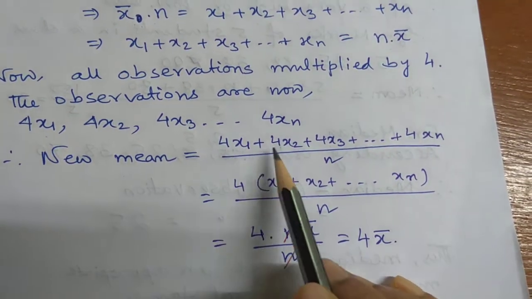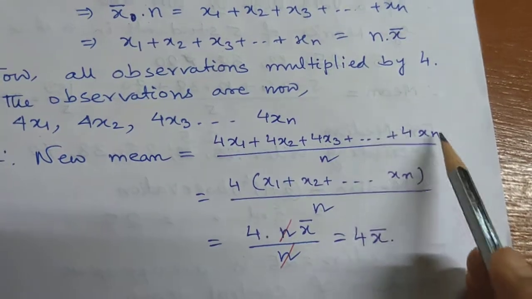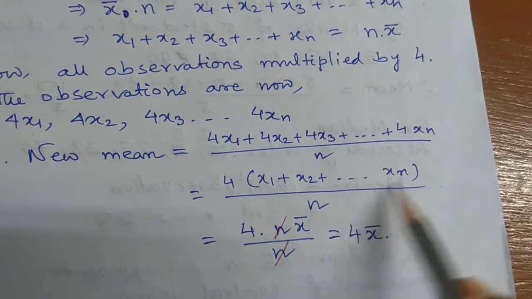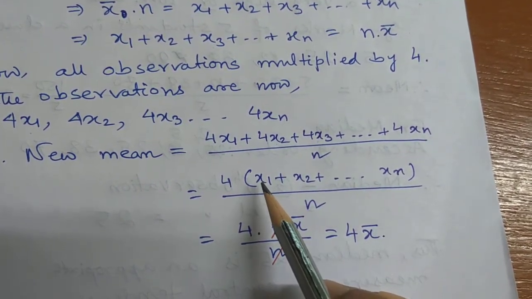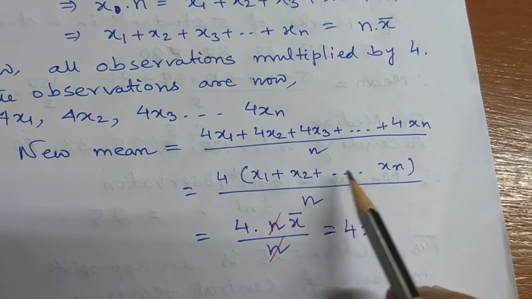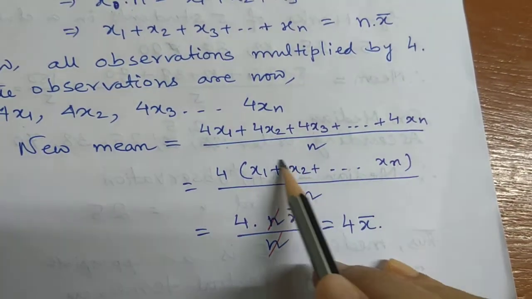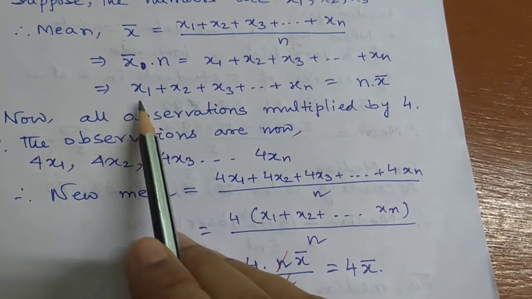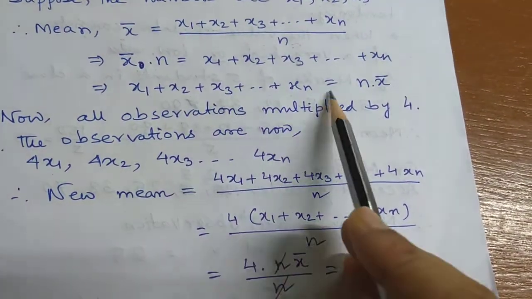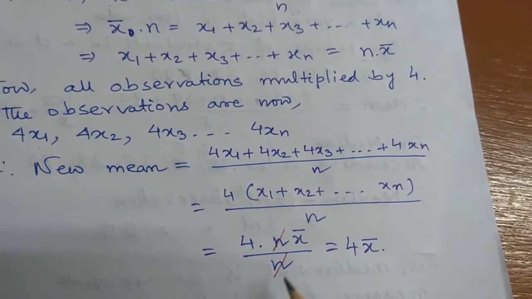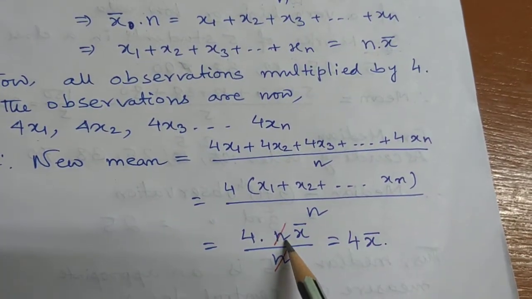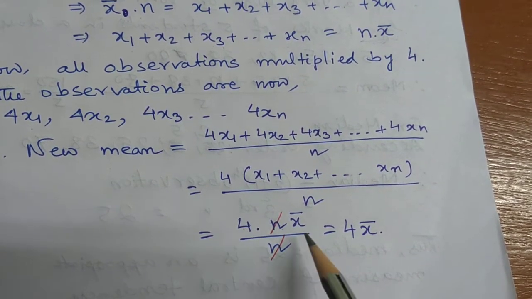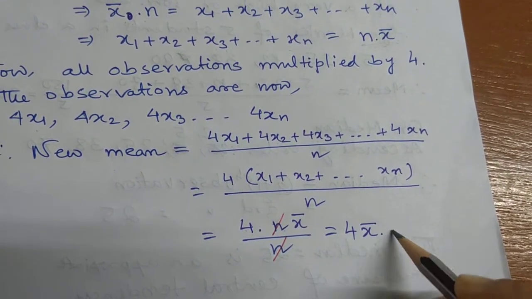So if we look, all of x1, x2, x3 up to xn are multiplied by 4, right? If I take 4 common, what will remain in the bracket? x1 plus x2 up to xn. Just a few minutes before, we got the value of x1 plus x2 plus x3 up to xn equal to n x bar. I'll replace it here. Now you can see n cancels from numerator and denominator. What will remain? 4 and x bar. So the answer will be 4x bar.